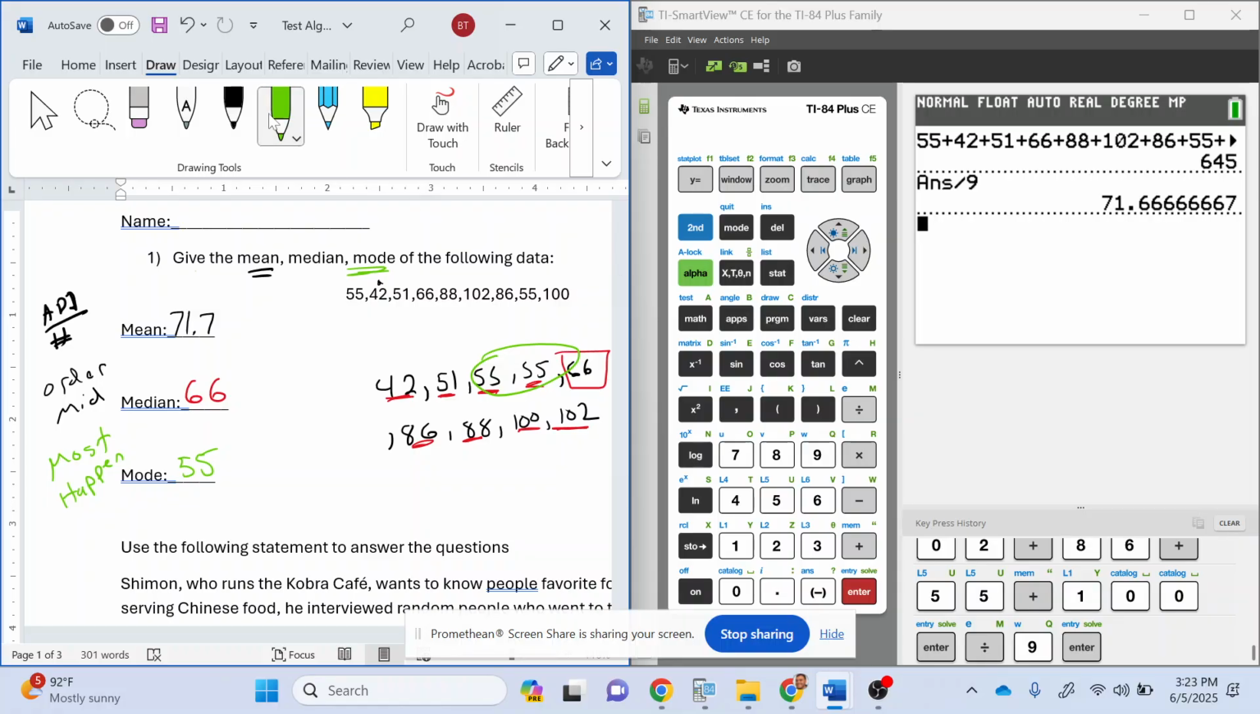If there's two medians, you add and divide by two. If you have two middles, you add them and then divide by two. Good question.